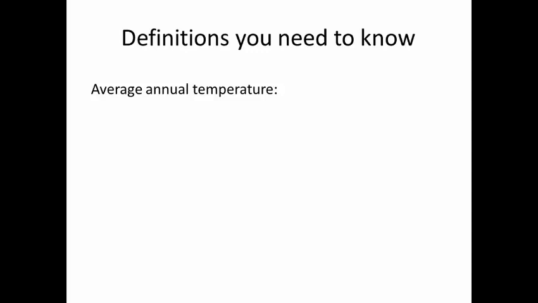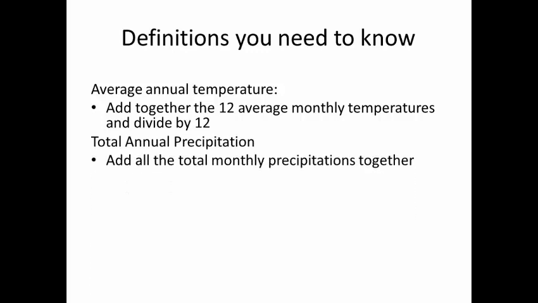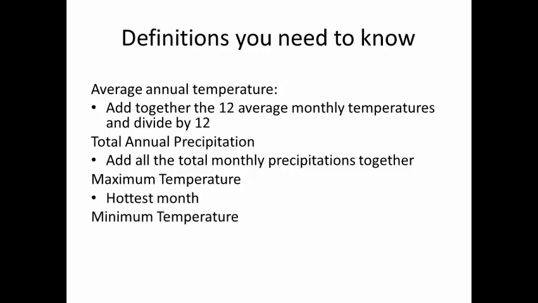In order to do this, all you do is add together the 12 monthly temperatures and divide by 12. What is the total annual precipitation? All you do is find and add all the monthly precipitations together. What is the maximum temperature? It's the hottest month. What is the minimum temperature? It's the coldest month.